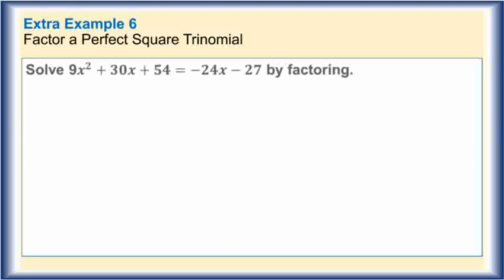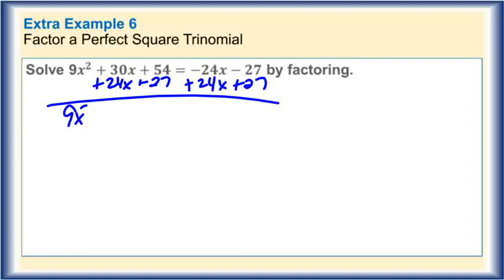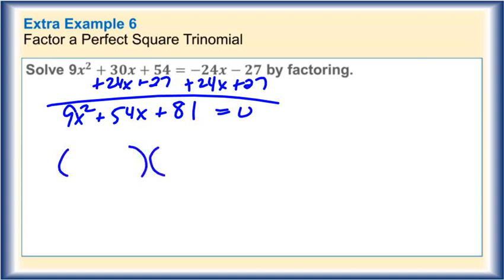Next, solve this one. I'm going to add 24x and add 27 to both sides. Now I have 9x squared plus 54x plus 81 equaling 0. So for the binomials, the square root of 9x squared is 3x. The square root of 81 is 9. Since everything is positive, these are both going to be positive.